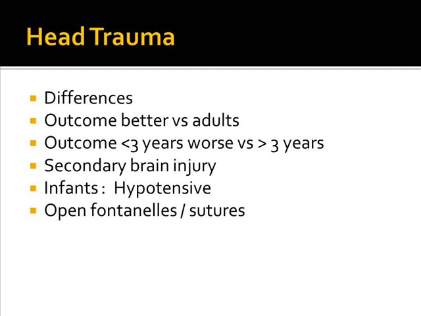Head trauma: there are differences between head trauma in children and adults. The outcome tends to be better in children than in adults, because children tend to be more adaptive during the healing stage, but head trauma has a worse prognosis for children below 3 years than those above 3 years. We must avoid secondary brain injury, so we must protect the airway and avoid hypoxia and hypotension that might cause secondary brain injury.